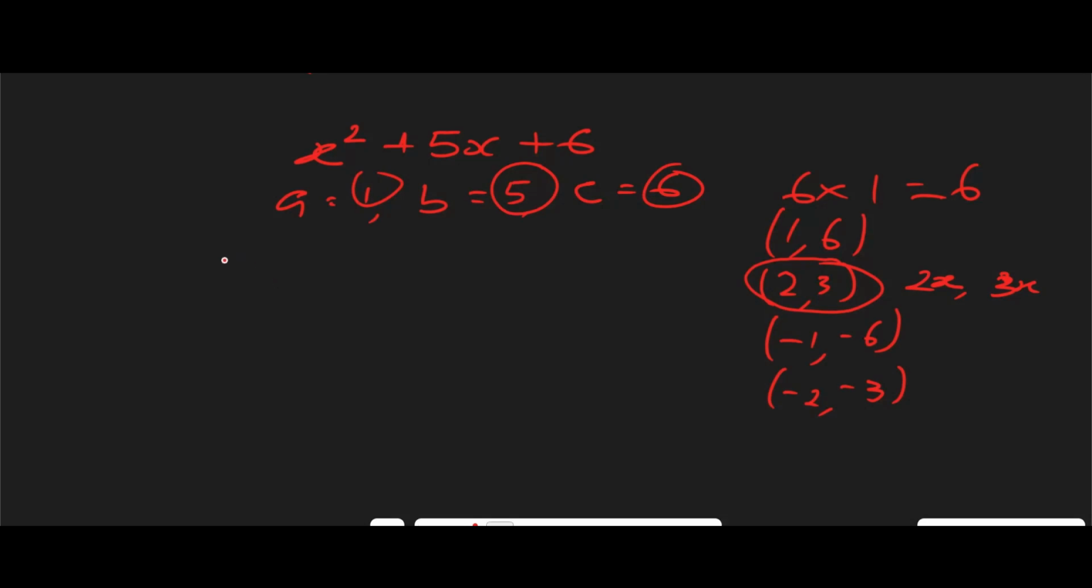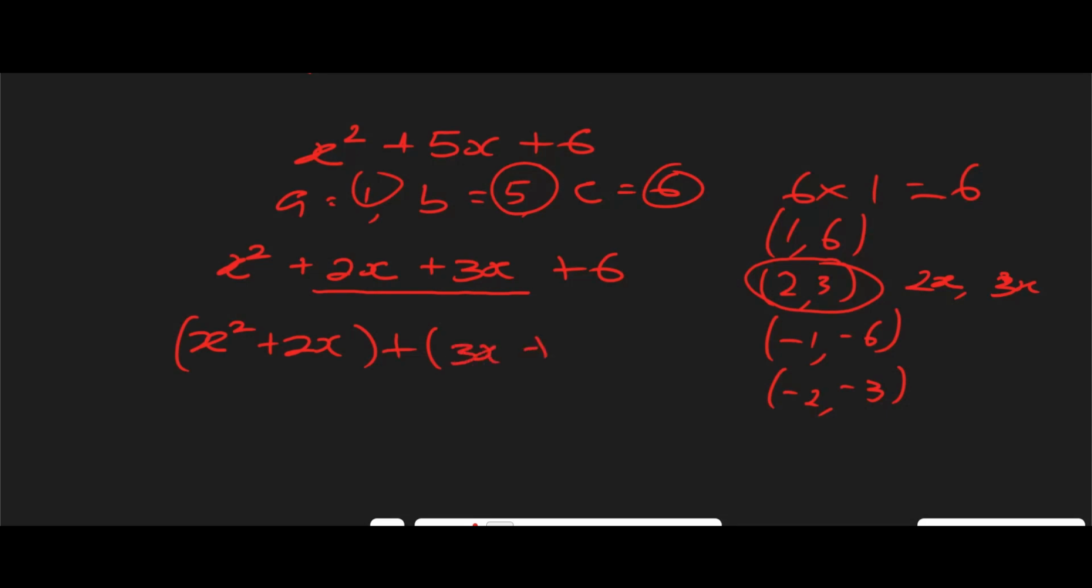So we're going to get x squared plus 2x plus 3x and then plus 6. Now we've replaced our 5x by 2x plus 3x. So this is what we have. At this moment, we have 4 terms, so we can use the method of grouping to factorize. You're going to get something like this: x squared plus 2x in one bracket plus 3x plus 6 in another bracket.